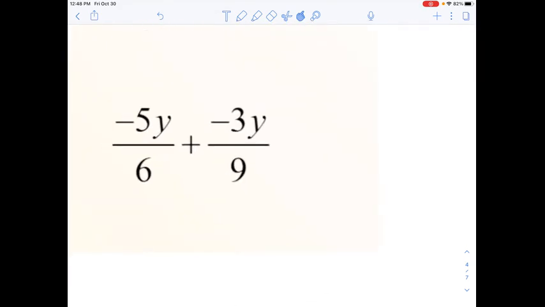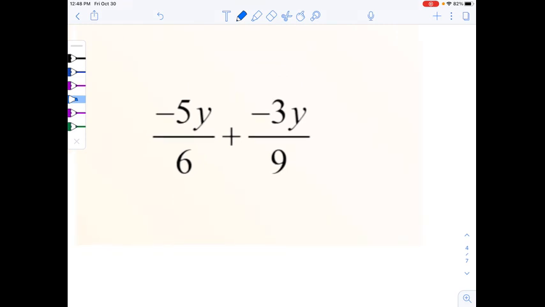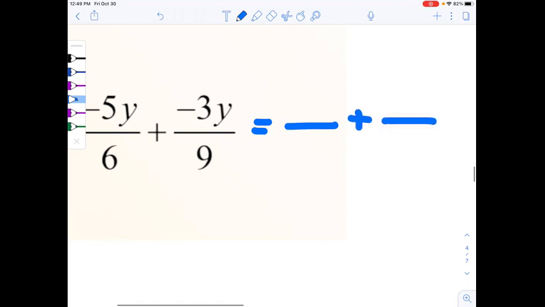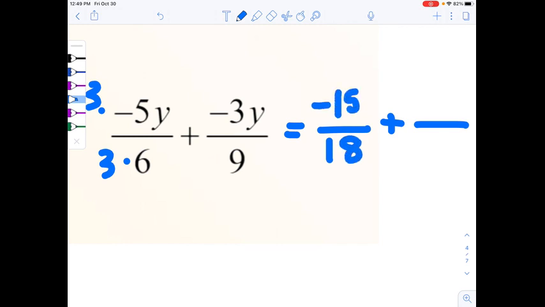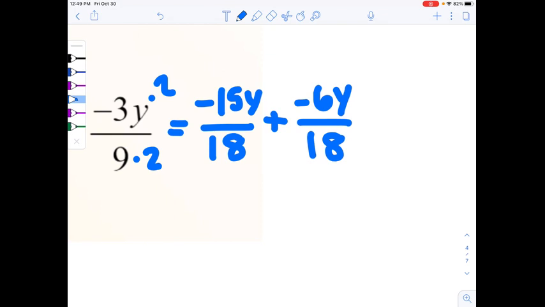Then we have negative 5y over 6 plus negative 3y over 9. Looking for a common denominator, I can get these both to have a denominator of 18. So to get 6 to 18, I have to multiply it by 3, which means I have to multiply negative 5y by 3. So 6 times 3 is 18. 3 times negative 5y is negative 15y. And then 9 times 2 gets me to 18. And negative 3y times 2 gets me to negative 6y.